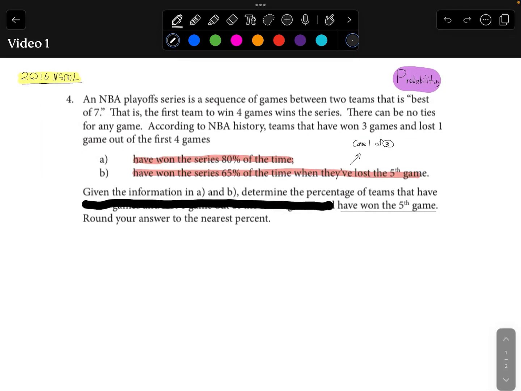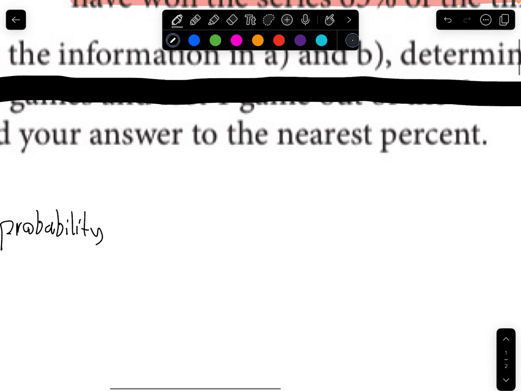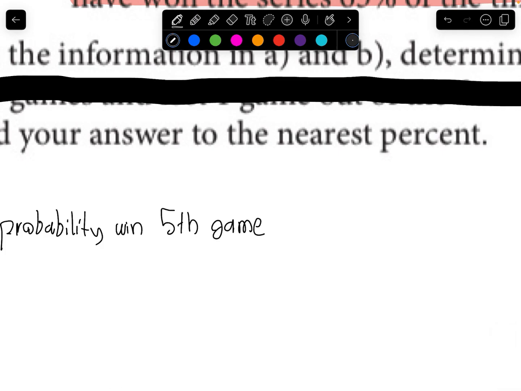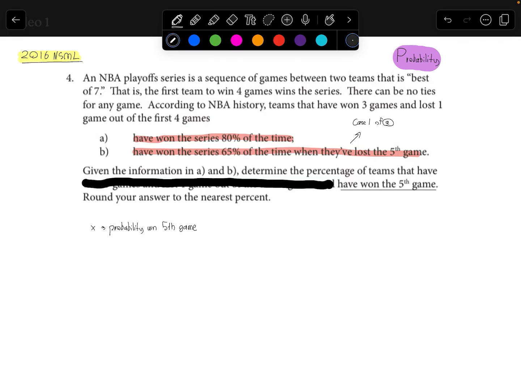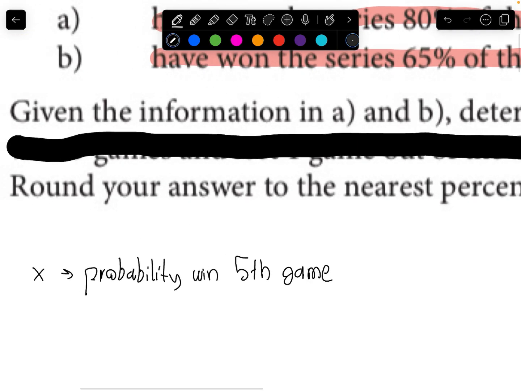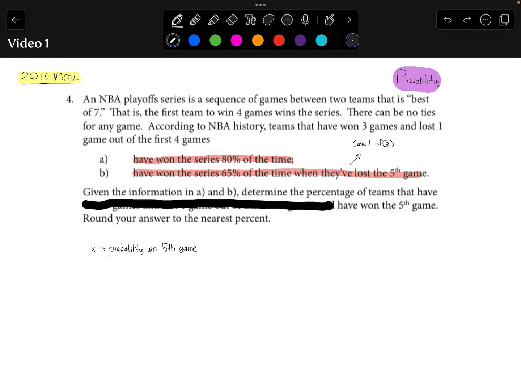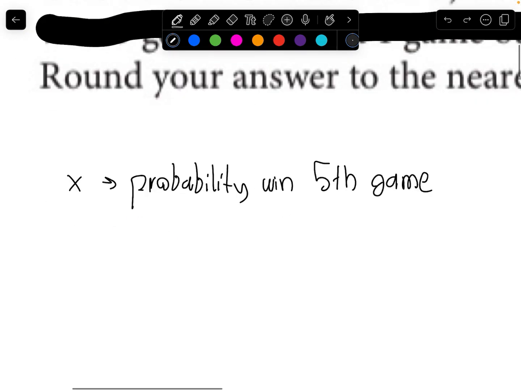Well, let's say X is the probability of winning the 5th game. We don't know what that is, so anytime you don't know what a variable is or what the value is, just make it a variable. If you know that X is the probability that they win the 5th game, you can actually say 1 minus X is they lose the 5th game.